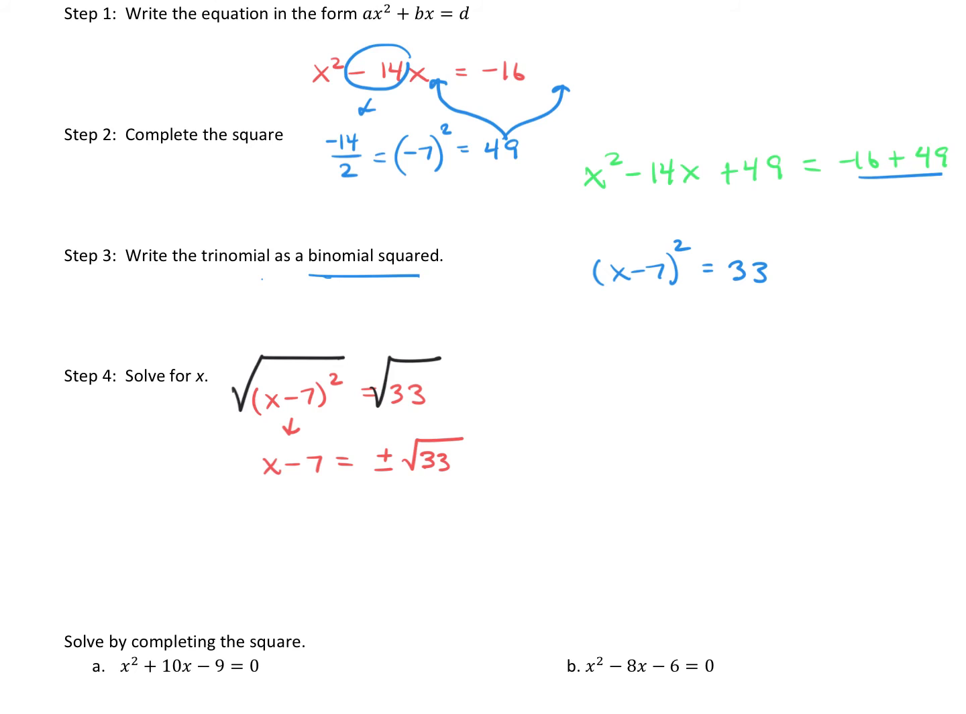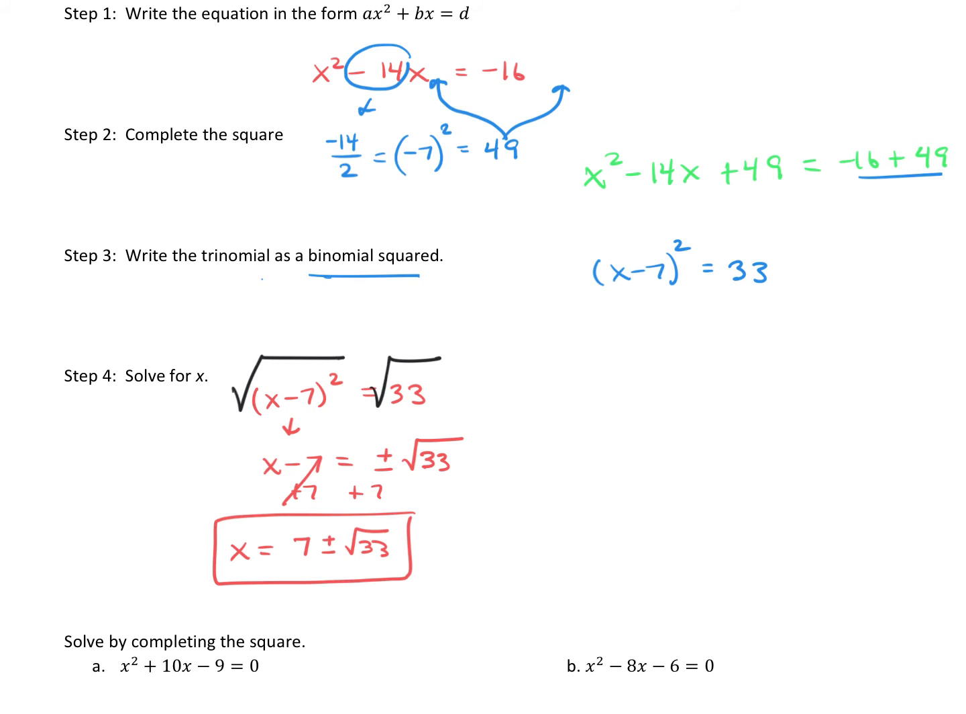So now we're going to go back to where x is. We're going to continue solving by adding 7 to both sides. We're just trying to get x by itself. So x equals, now this 7 is not a like term with the square root of 33, so I can't put those together. So here's how we write that. We're going to write the 7 first, and then the plus and minus square root of 33.